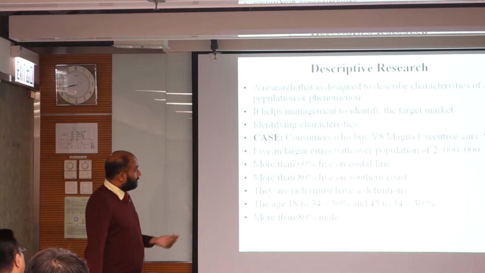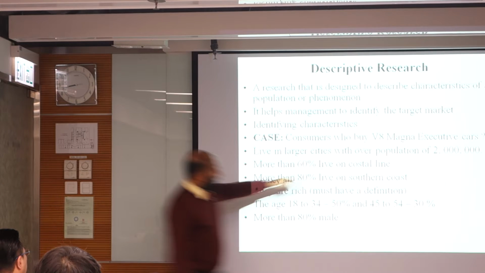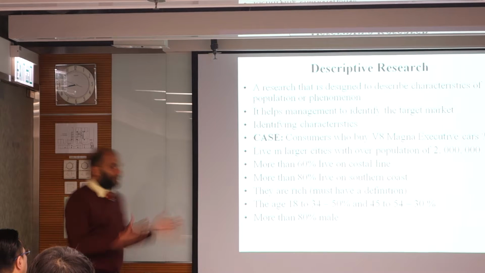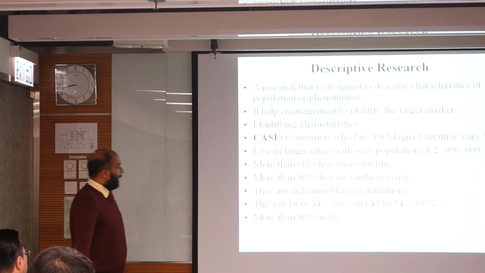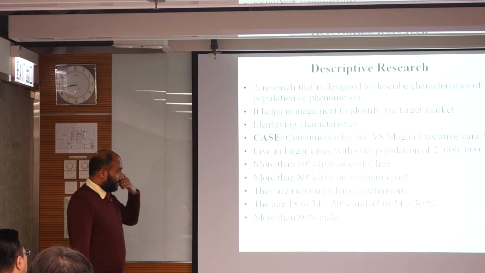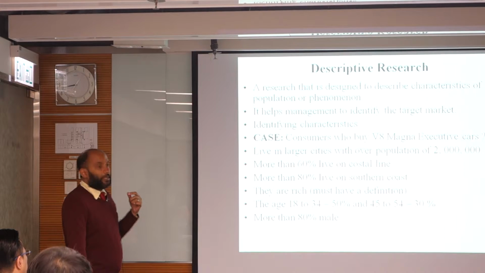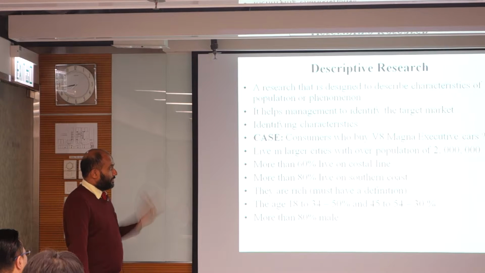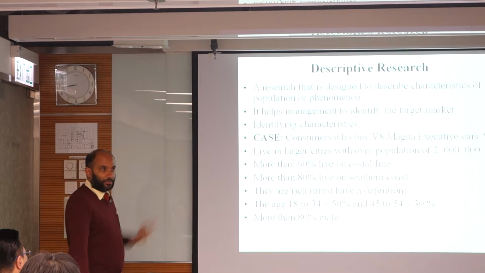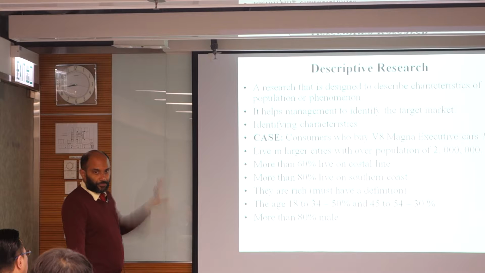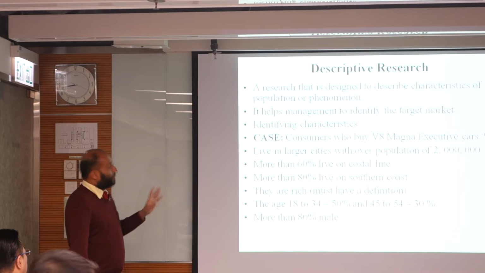So larger cities. Why larger cities? Because don't forget it's V8. You can't drive V8 in normal roads because you need highways to drive that way. And 60% live on the coastline. That actually gives you another idea as well. People who live on the coastline are generally considered rich. They have sea view houses, and so that gives you another idea that this car can't be cheap too. Not too expensive, but it's not a cheap car.